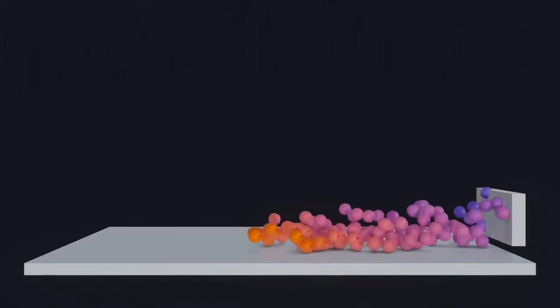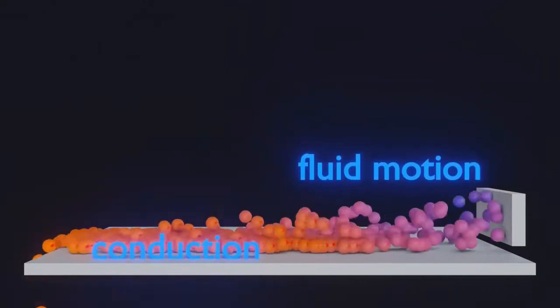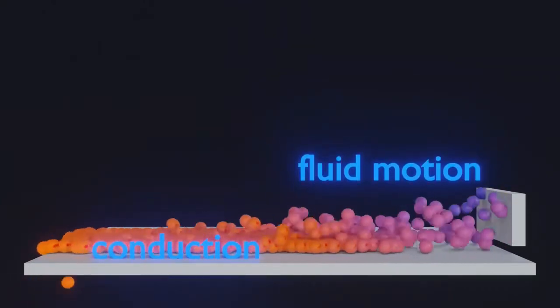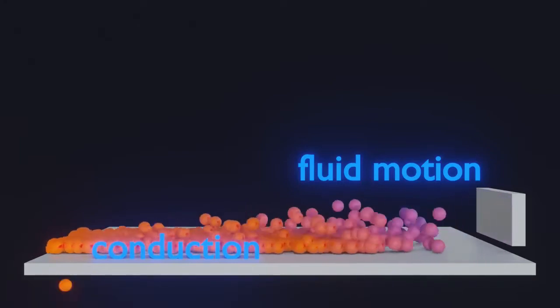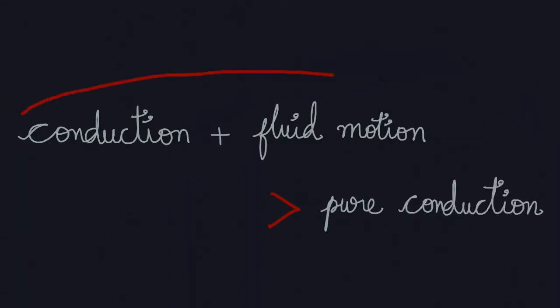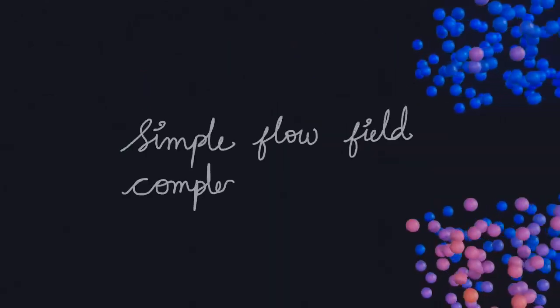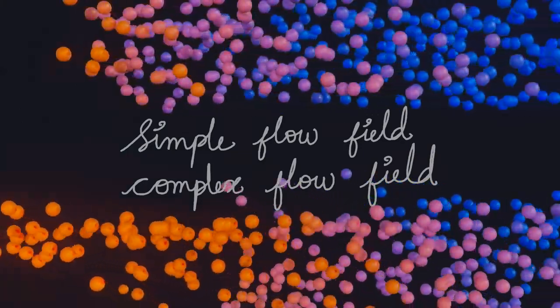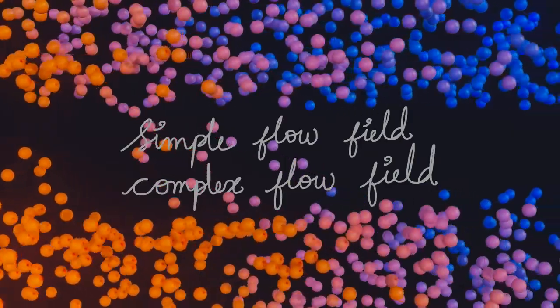So convection heat transfer is a combination of both conduction and fluid motion. That is, if fluid motion is absent, then convection becomes purely conduction. But the presence of fluid motion enhances the heat transfer, and so convection heat transfer is usually greater than conduction heat transfer. But the presence of bulk motion of the fluid also complicates the determination of heat transfer rates.